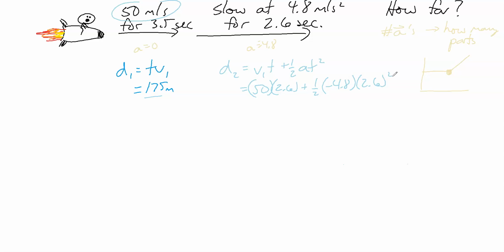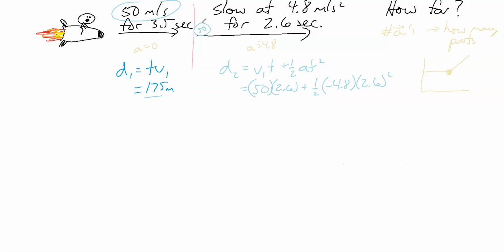So don't mix pieces together. The 3.5 and the 2.6 seconds are totally separate things. The 4.8 only exists in the second part. There's like a little boundary between the two. The only reason I was able to use the 50, which is like first part information, in the second part is because when you start the second part, he's still going 50 meters per second. Okay, and that's why I'm able to incorporate it.